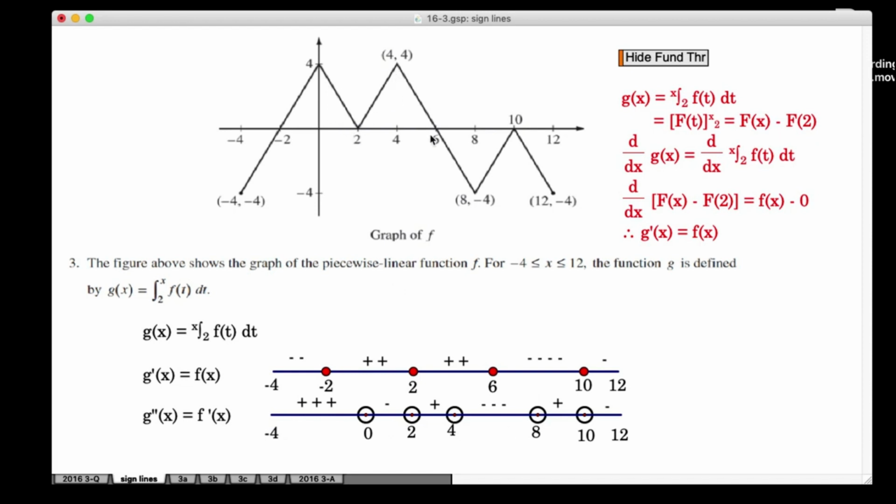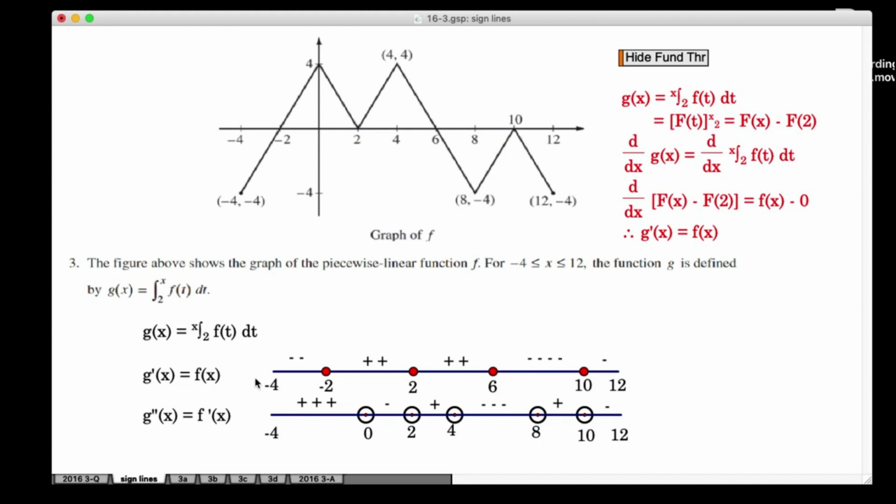0, 2, 4, 8, and 10. Okay, all corner points. Now the slope of f is positive up to 0, so the slope is positive. Then the slope goes negative up to 2, so slope is negative. Slope is positive again. Slope is negative all the way up to 8. Slope is positive to 10. Slope is negative. Okay, so there's my sign lines.